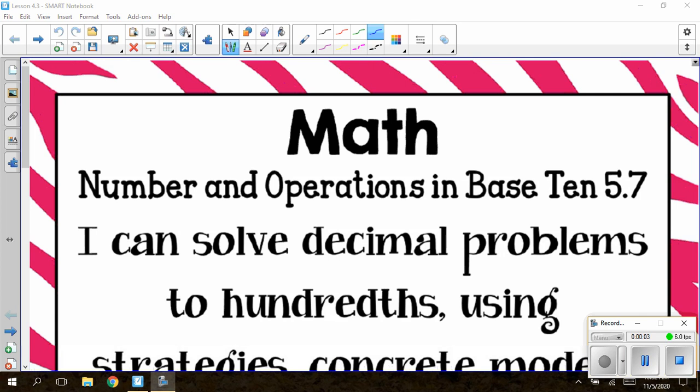Hello, fifth graders, and welcome to lesson 4.3 on page 245. Today's lesson is multiplication with decimals and whole numbers.